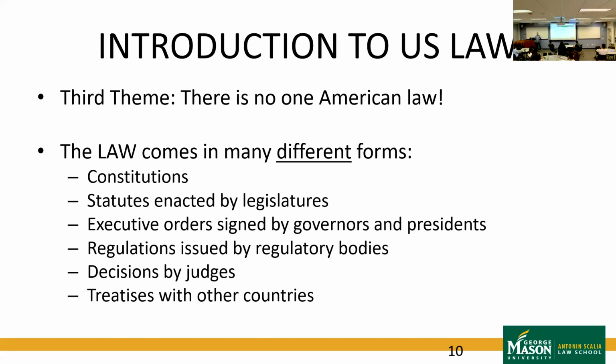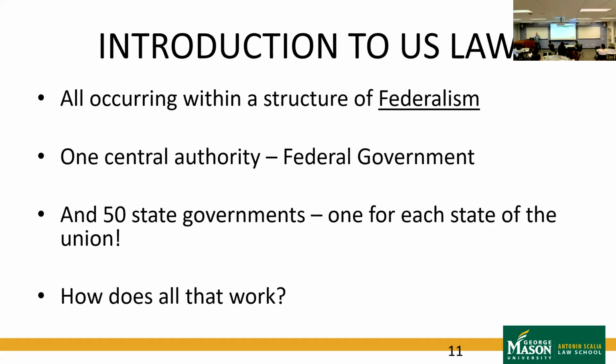So the law comes in the form of constitutions. It comes in the form of statutes enacted by legislatures. It comes in the form of executive orders signed by presidents and governors of each of the individual states. It comes in the form of regulations issued by administrative agencies, which are itself the creation of Congress. We'll be devoting an entire class to the subject of administrative law, kind of the fourth branch of the American government. Decisions by judges. The judicial branch of government issues decisions, which have the force of law, and also, we'll be spending a little less time on this, treaties with other countries. When the United States enters into a treaty with another country, it has the force of law in the United States, just like any other law. So the law comes in many different forms, and we'll be taking a look at those various forms.